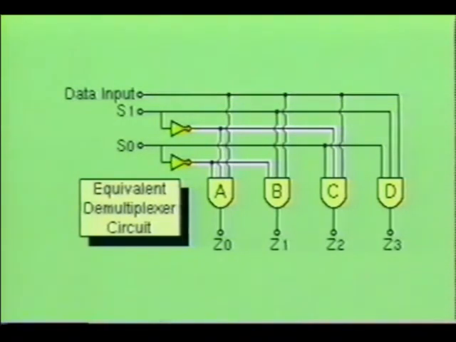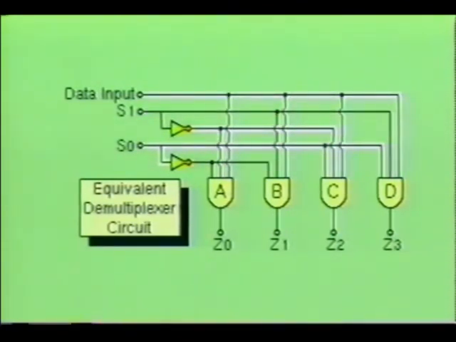We will begin by assuming that the data input line is active and that the data select control lines S0 and S1 are low. As you can see, AND gate A is turned on. Therefore, the data from this data input line is routed to output Z0. By making data select line S1 high and leaving data select line S0 low, AND gate B is turned on, allowing the information to flow from the input to the Z1 output.